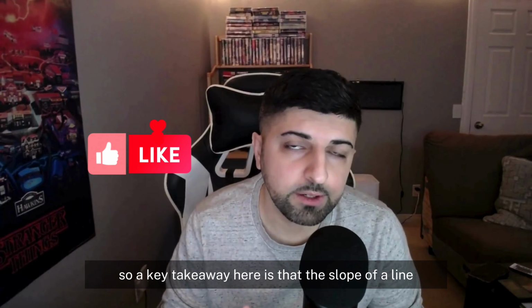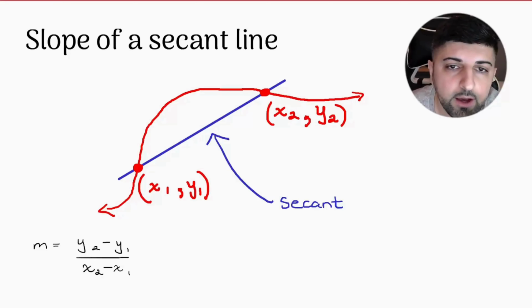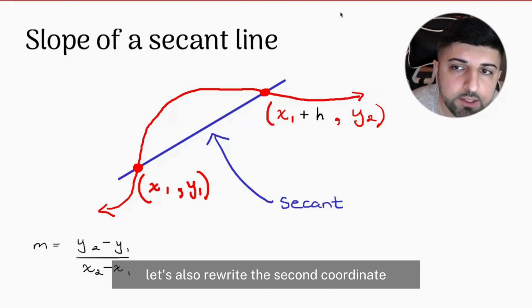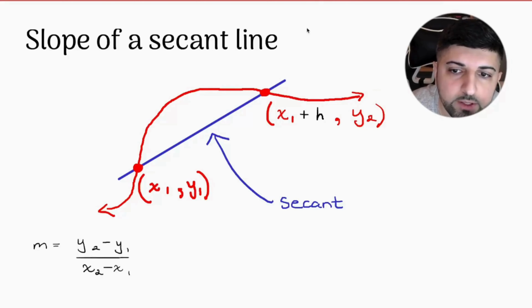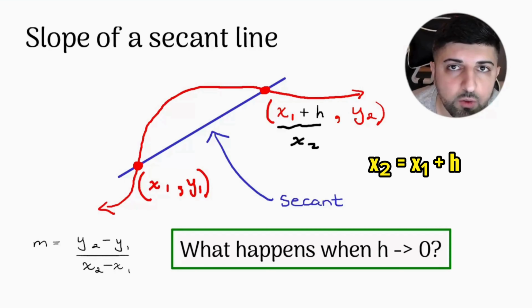So a key takeaway here is that the slope of a line measures the steepness of that line. Now, let's take that blue line that we had before, and let's draw a red curve through those 2 points, okay? So now, we call this blue line a secant line because it joins 2 points on the red curve together. Let's also rewrite the second coordinate, right? So we have x2, y2, but I can write x2 as x1 plus h, where h is the separation between x1 and x2.